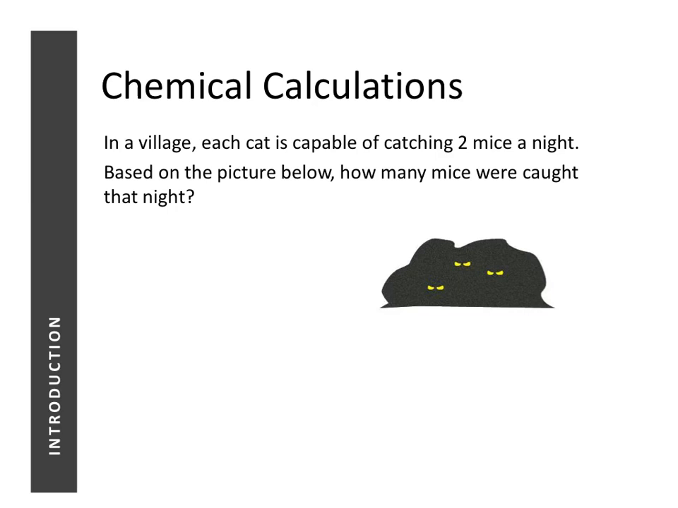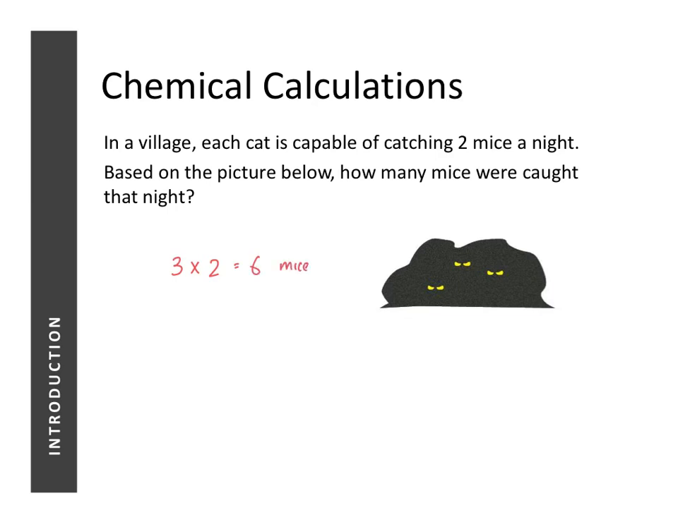So there's this village where each cat is capable of catching 2 mice a night. Based on the picture shown, how many mice were being caught? Now I'm sure many of you will be able to get that there are 6 mice being caught. And how do we know? It's because from the picture we can tell that there are 3 pairs of eyes, which tells us that there are 3 cats in the bush. And since each cat can catch 2 mice, in total there will be 3 times 2. So 6 mice will be caught that night.